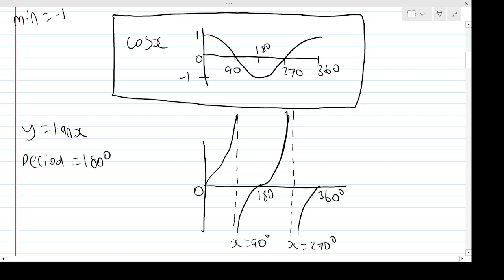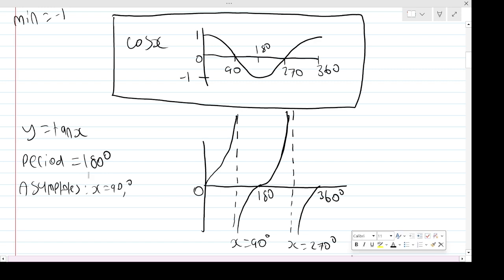So there's no minimum or maximum, but there are vertical asymptotes. The asymptotes are where x is 90, and then because the period is 180, it repeats itself every 180 degrees, so the next asymptote would again be 180 more than this. So 270 then. Then 270 add another 180 would be 450. And so then we would continue onwards. And you could also go backwards as well.